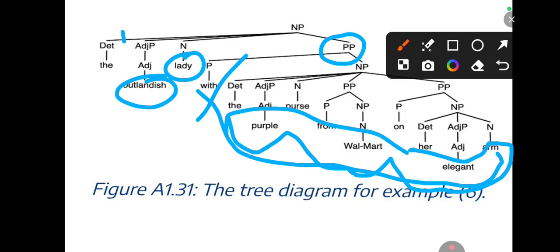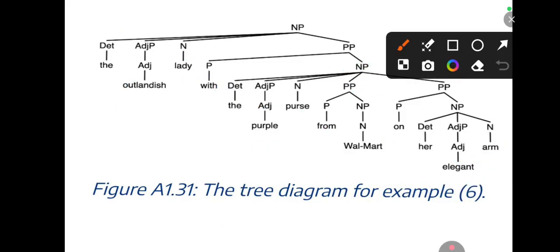Up to this is again a noun phrase, right? So that's how to analyze it. The noun phrase is "the purple purse", so that is a determiner, then an adjective. Now from, again a preposition comes. So "from Walmart", there's a preposition, and then again a prepositional phrase. Why? Because of "on". So drop "on" and then a noun phrase.